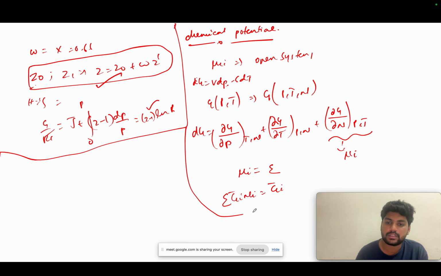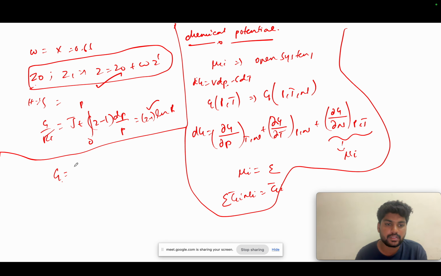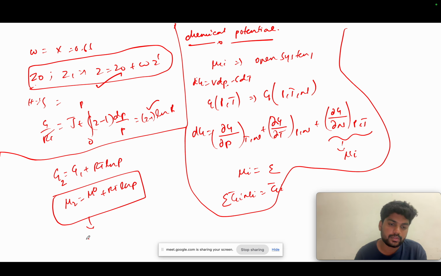So for this there is an equation saying that G2 equals G1 plus RT ln P, which is equal to mu2 equals mu naught plus RT ln P. So the chemical potential is what is responsible for the chemical equilibrium.